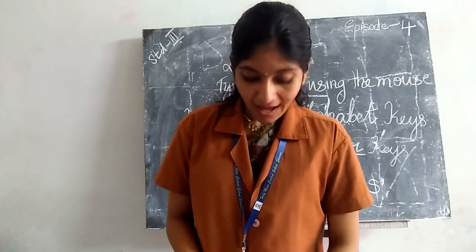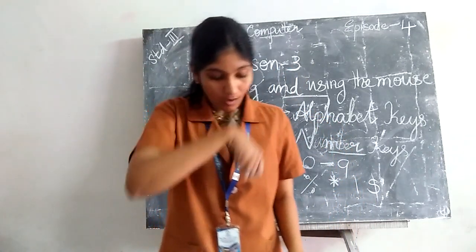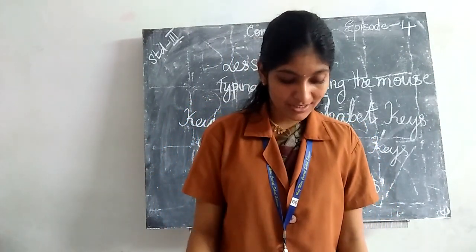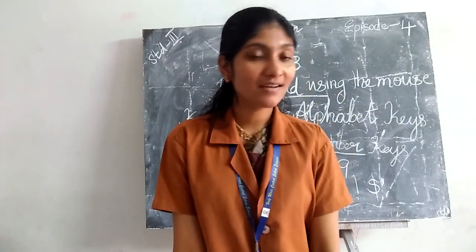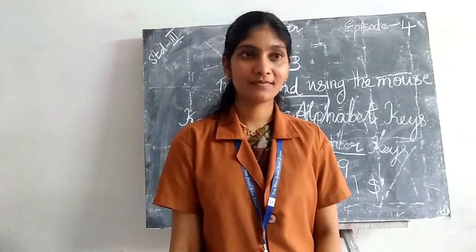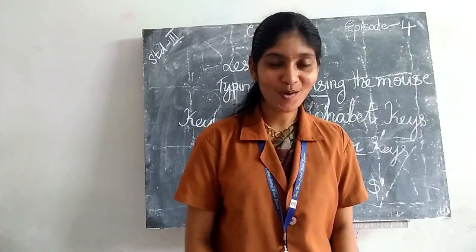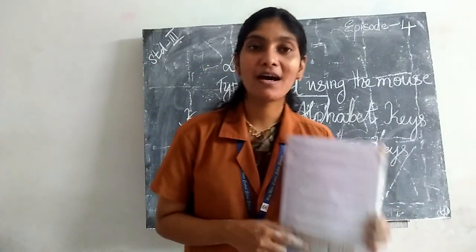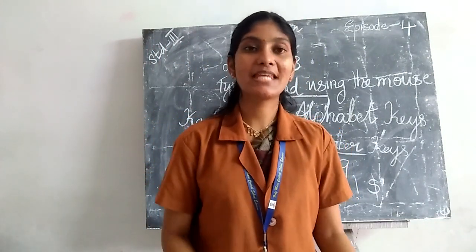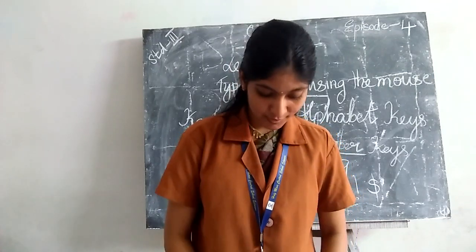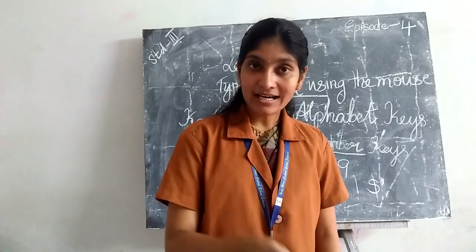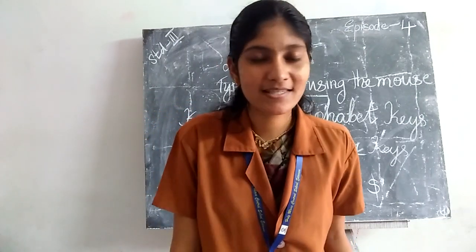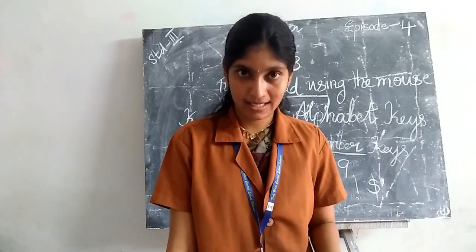Now look at the picture. On the right side of the keyboard, there is a board which is present. That is known as the numeric keypad. What is its name? Numeric keypad. You can see at the right side of the keyboard, there is a rectangular board. Its name is what? Numeric keypad.